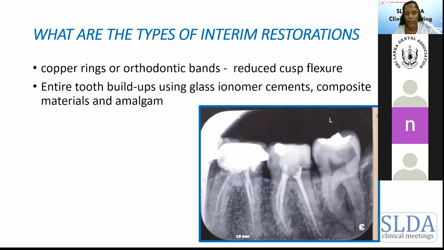In this radiograph, you can see this is one of my patients actually. My interim restoration is a leaky restoration. These things can happen to us as well. You can see that there is a gap between the interim restoration and the tooth. I noticed it just after the post-op radiograph, so we could correct it. So it is very important to have a good interim restoration while you are performing the root canal treatment.